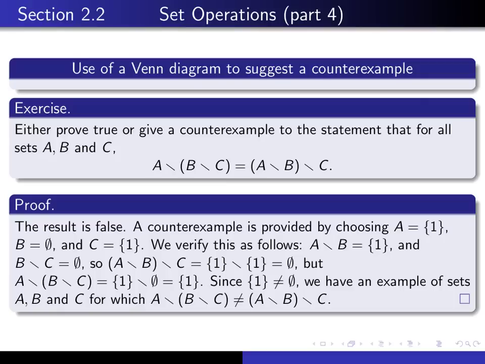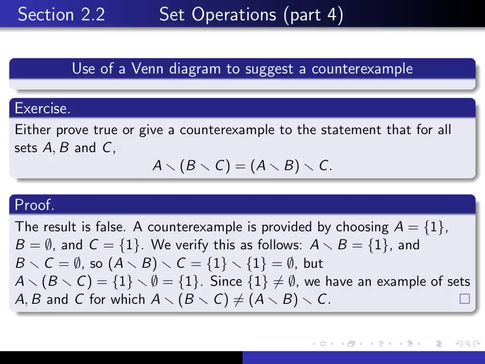Okay, here's my proof. I start the proof by saying the result is false, and a counterexample is provided by choosing A to be singleton 1, B to be the empty set, and C to be singleton 1. Now I have to verify that it actually works, and so I say we verify this as follows. A set theoretic difference B is what? I'm taking A and I'm subtracting off the empty set, so that gives me back the same set, 1. B minus C is what? You take the empty set and you subtract off C. Well, that's still the empty set.